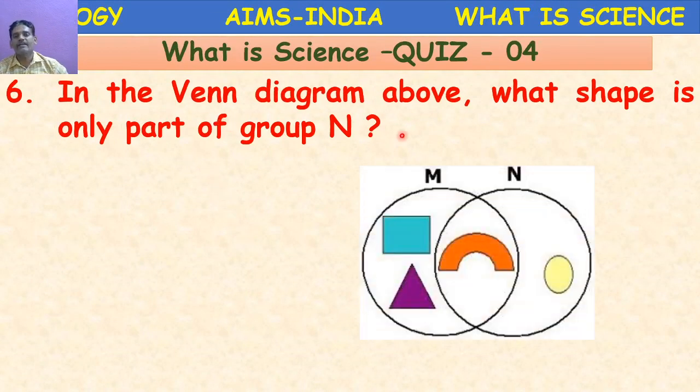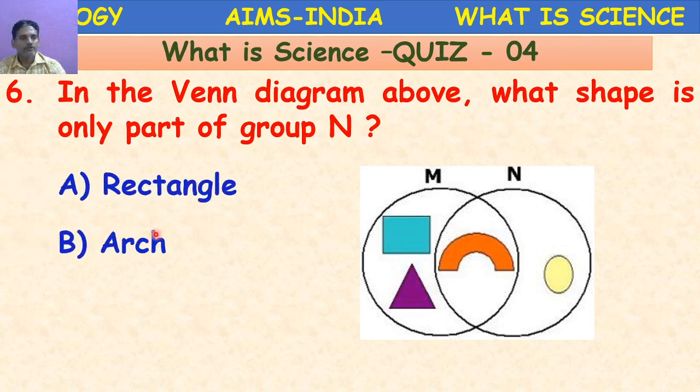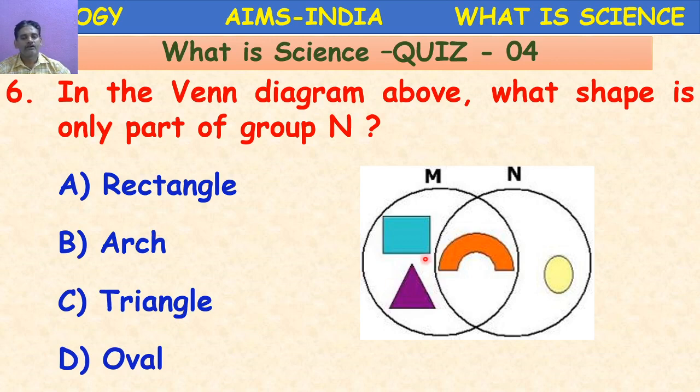In the Venn diagram below, what shape is only part of group N? Here group M and group N are there. So now the shapes are given here. 4 shapes. What are they? Rectangle or square, triangle, an arch, and an oval shape.